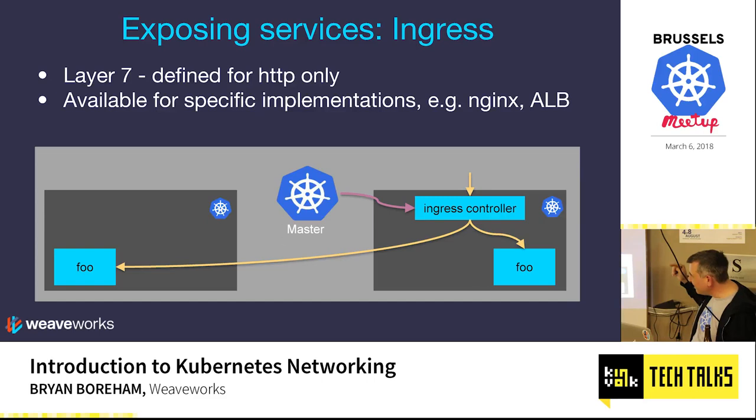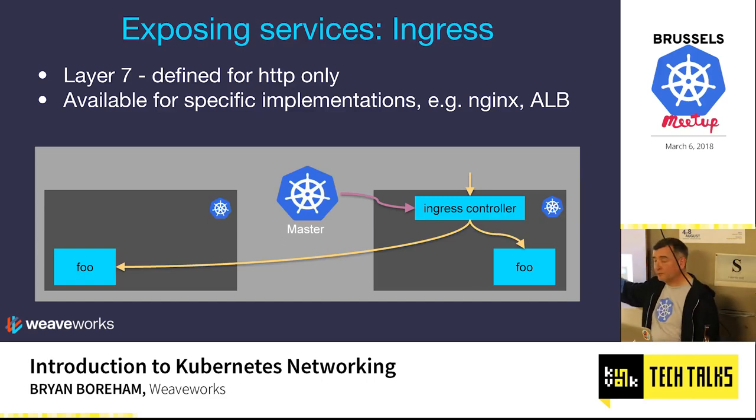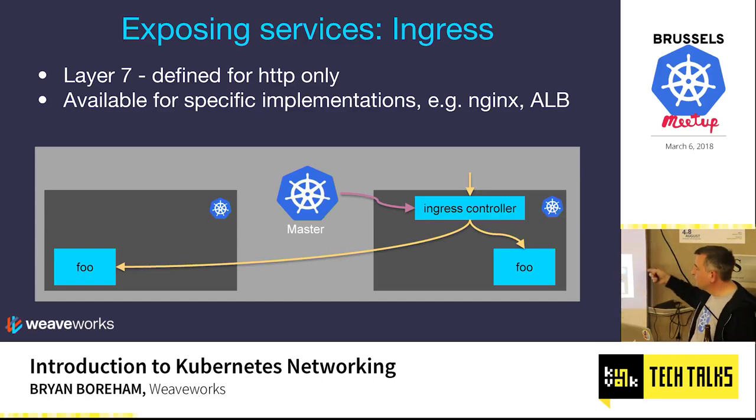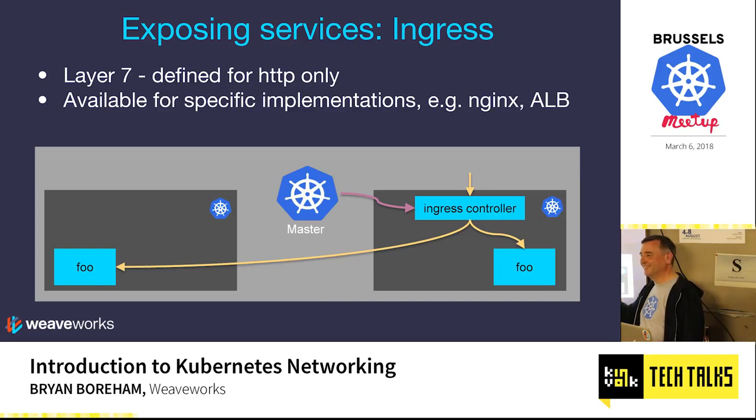Ingress, which is kind of the same thing, but layer 7. So it's completely different. And again, specific implementations. There's an Amazon one called an ALB, or you can run Nginx. In this case, it's going to run inside your cluster if you're running something like Nginx, and in that case, you would expose it with a host port. This is where it's absolutely necessary, because we know where the Ingress controller is running.